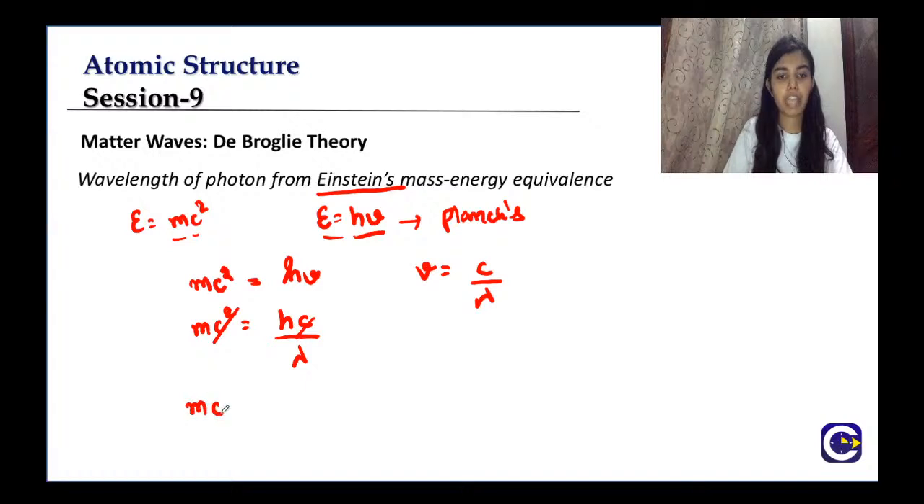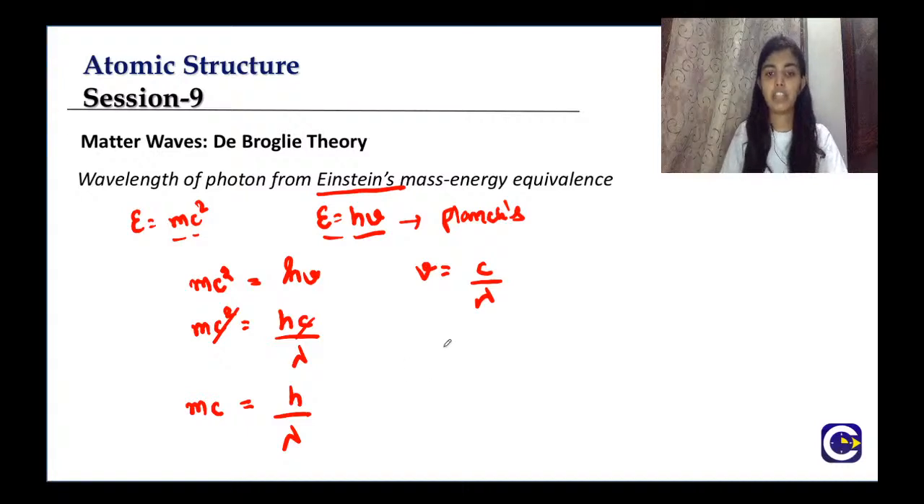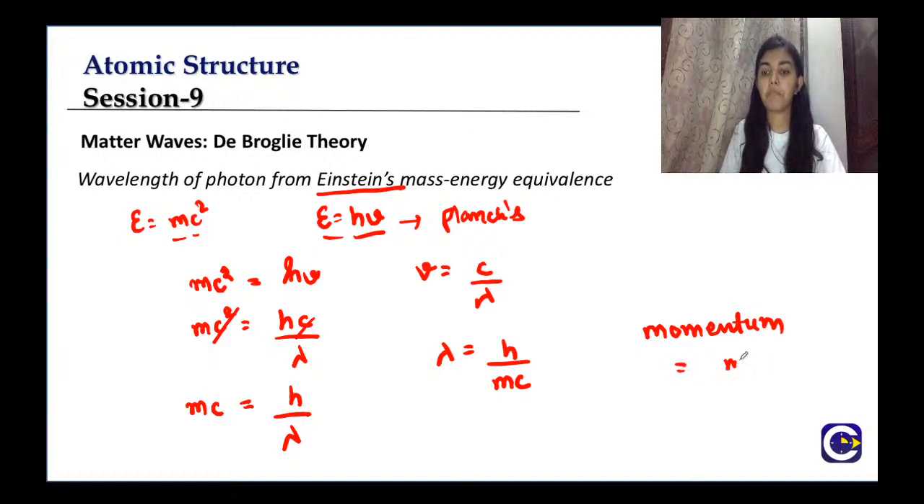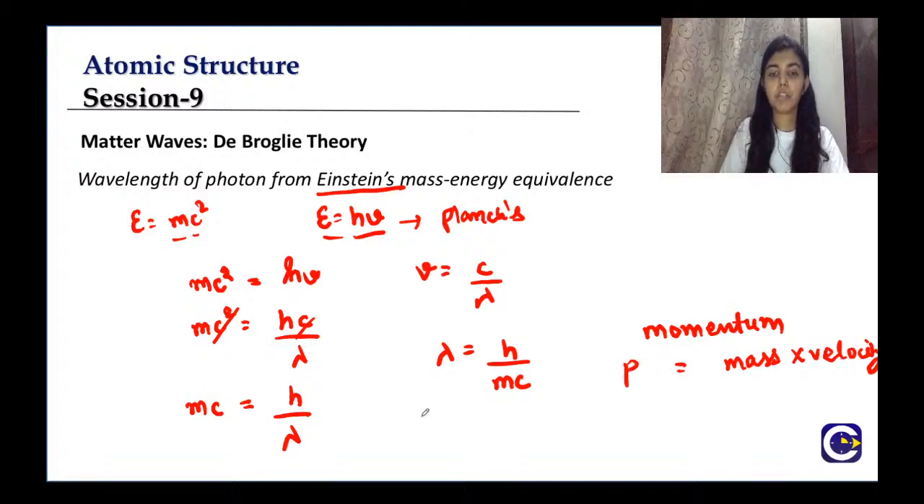What we are left with is mc equals to h by lambda, or rearranging, lambda equals to h by mc, right? Now we know that momentum for any particle, the linear momentum I am talking about, has a formula of mass into velocity, and the linear momentum is symbolized by p. So lambda will be equals to h by p, right?